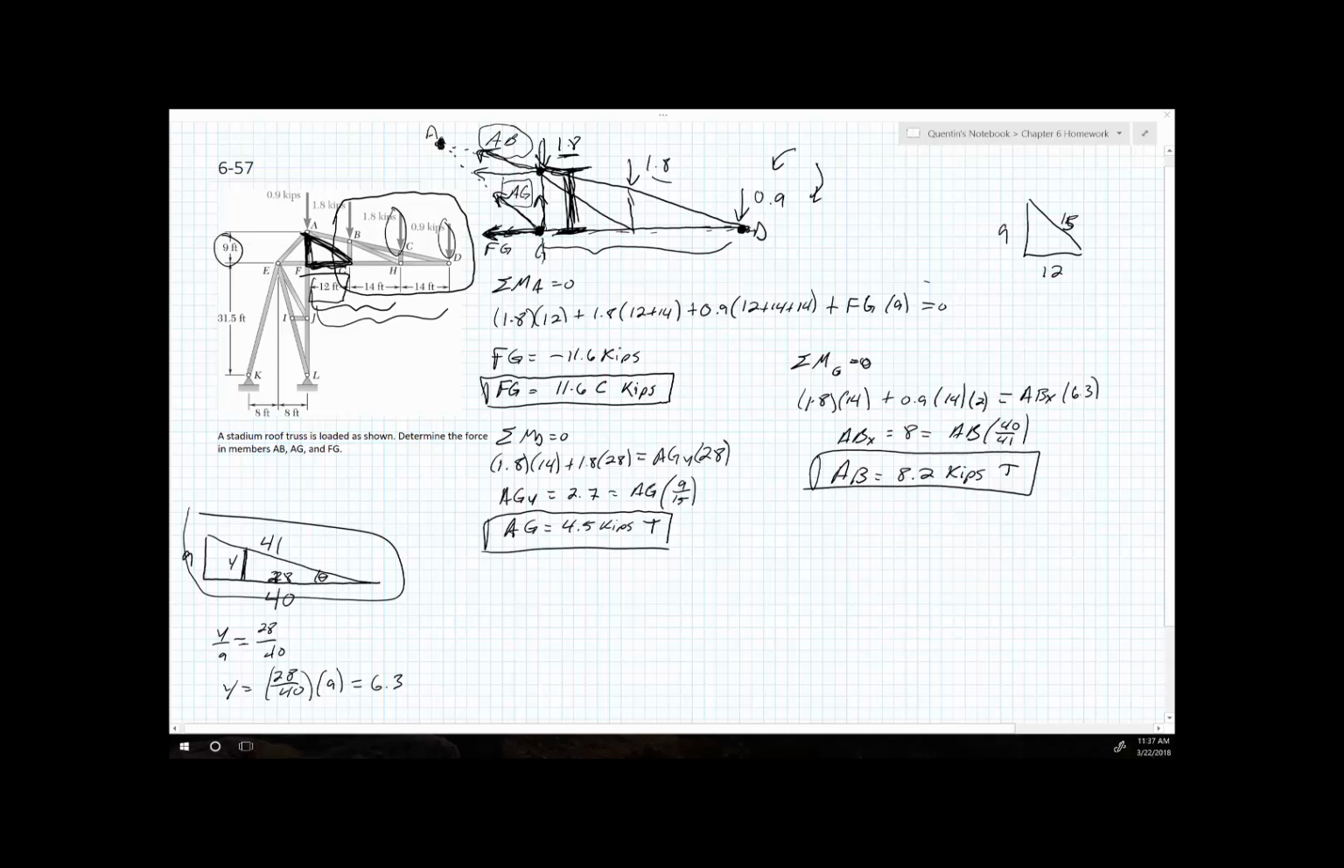First one's in compression because I got a negative number and I drew it in tension. I tend to draw a lot of my things in tension just because I think it looks easier to do. No, I really don't have a good reason. I just draw them in tension for whatever reason. And so if I get a negative number, it means opposite. So the first one's in compression and these other 2 are in tension. And you're good to go.